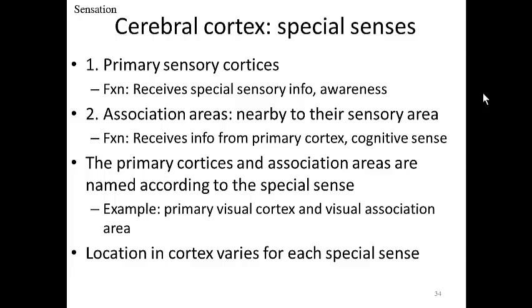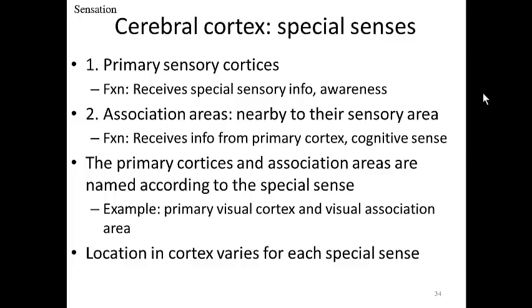So now I want to look at how the cerebral cortex is involved with special senses. So again, there's a two-step process involving a primary cortex and an association area. But we won't be using the somesthetic cortex or the somesthetic association area here. Remember, somesthetic means general senses. And now we're moving on to special senses.